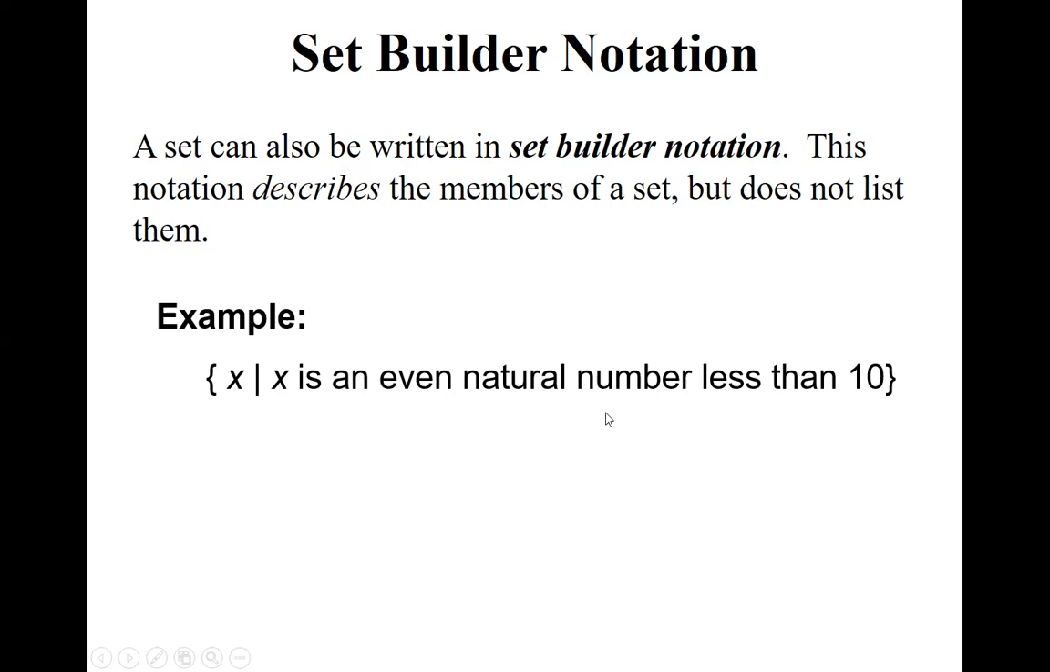So natural numbers are our counting numbers. That starts with 1, 2, 3, 4, 5. But we want the even ones. So 2, 4, 6, 8, 10. Oh, but less than 10. So 10's not included. 2, 4, 6, 8. So roster form would be the set 2, 4, 6, 8. It actually is an attempt to list all the members. Set builder notation is just a description of the members of the set.